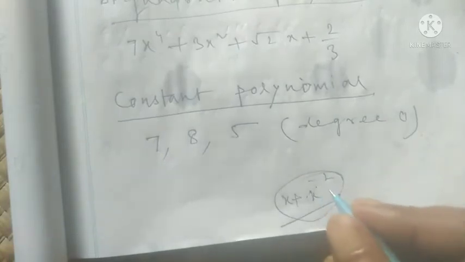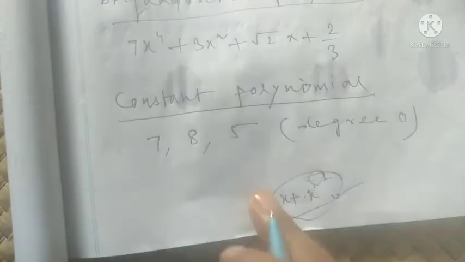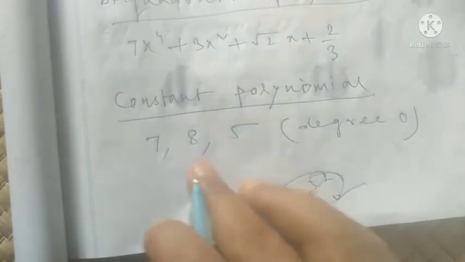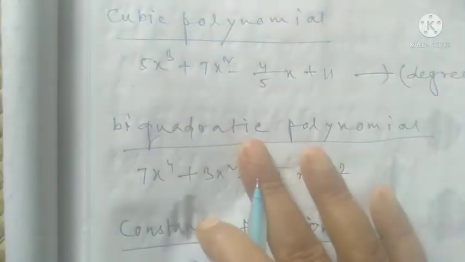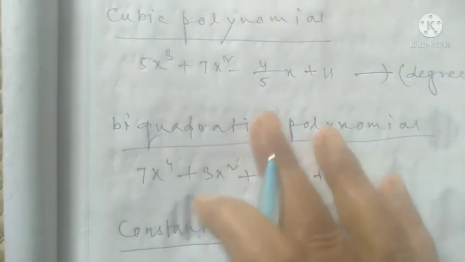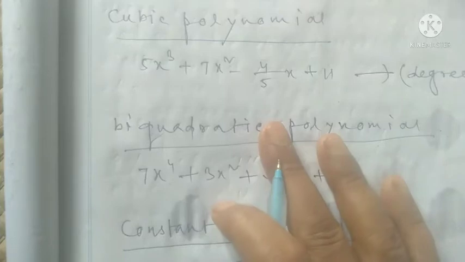This is an algebraic expression, but this is not a polynomial. Why? Because the power is negative. That's why this expression can never be called a polynomial. So that's why I'm telling you, every polynomial is an algebraic expression, but not every algebraic expression is a polynomial.